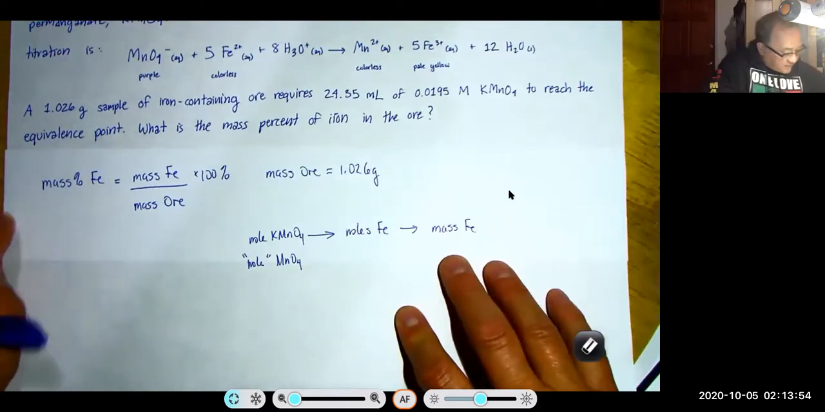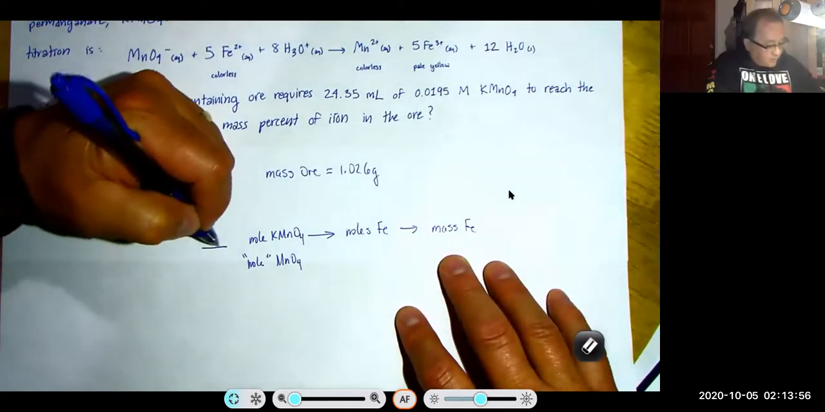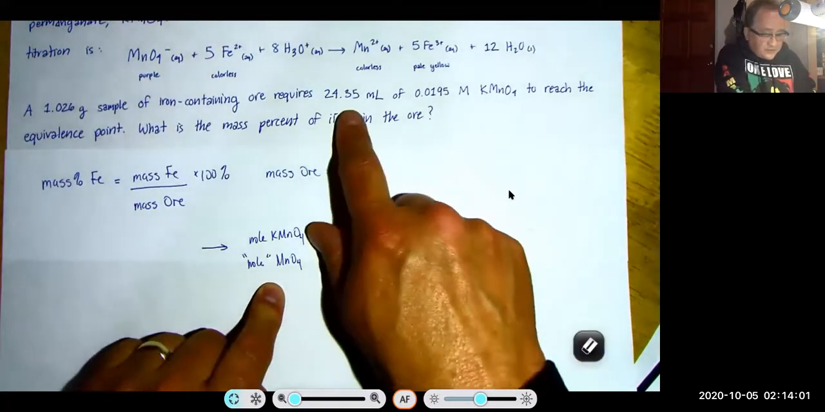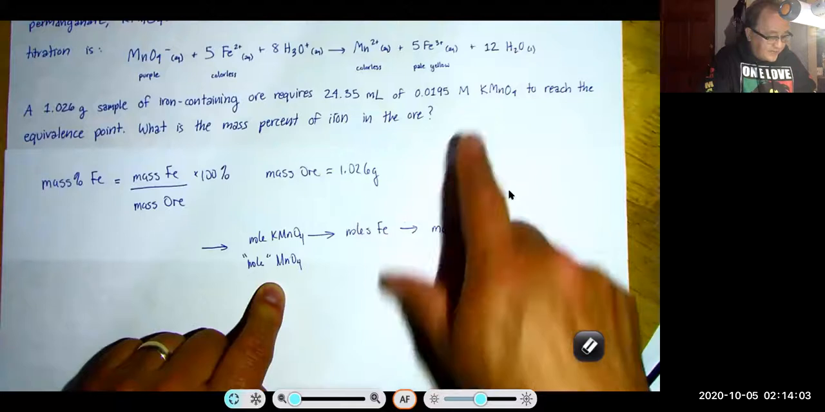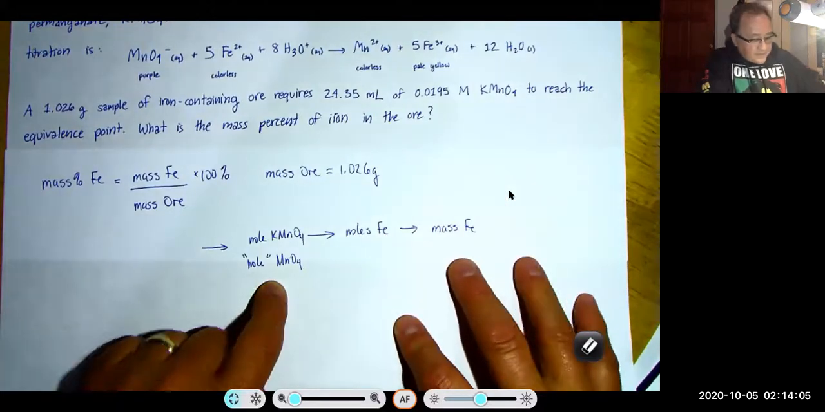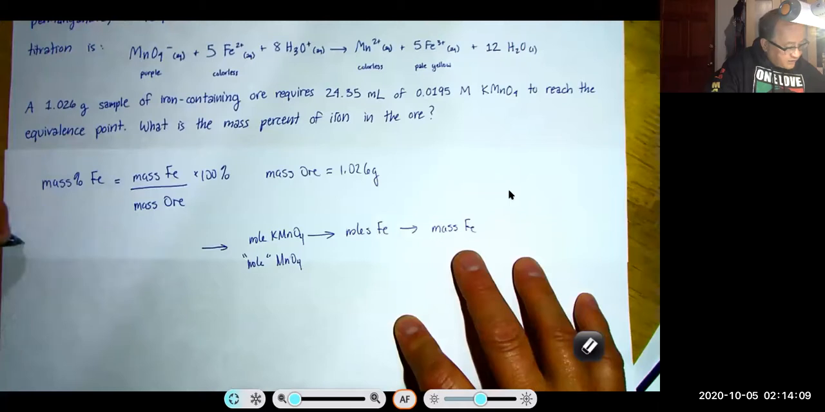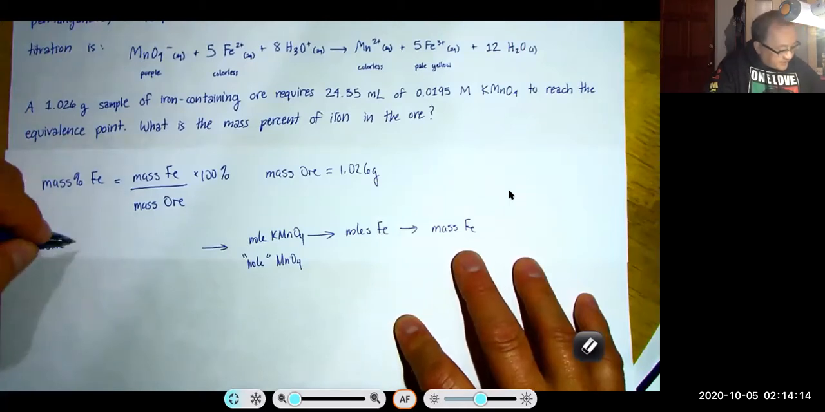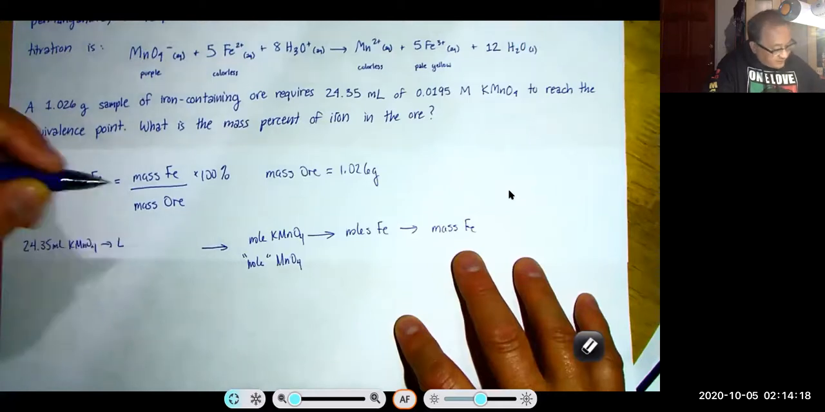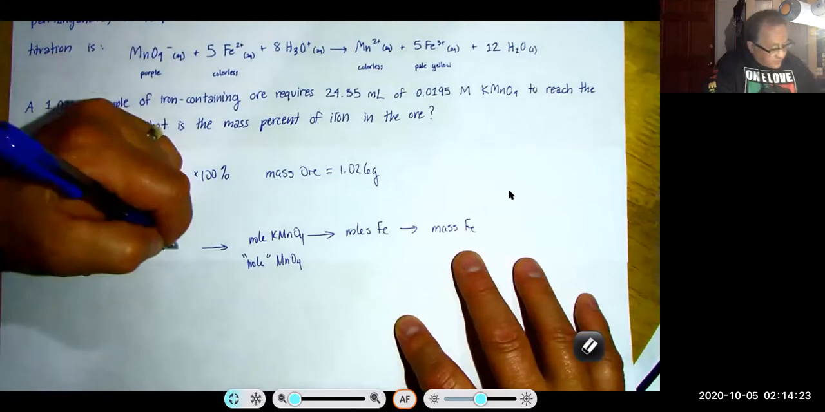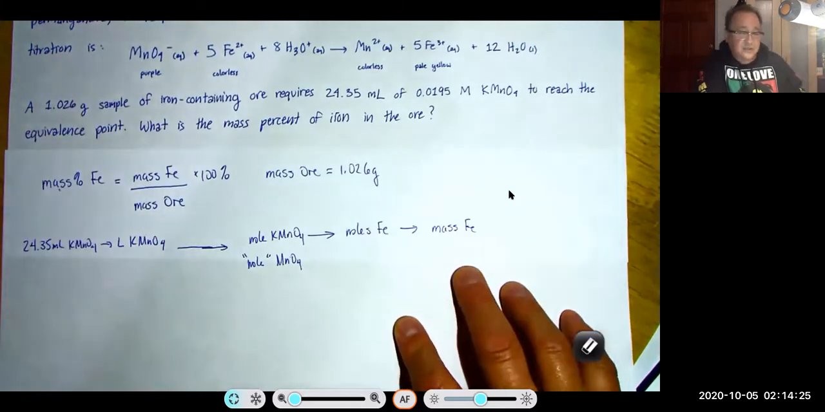And here, how do we get the moles of the permanganate? Well, I imagine we're going to take this volume and this concentration to get it. Since this is not a ratio, I'm going to start with the 24.35 milliliters of potassium permanganate, turn that into liters of potassium permanganate, and then turn that into moles of potassium permanganate using the concentration.